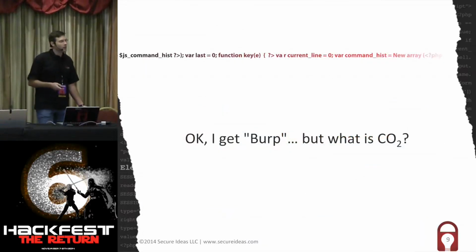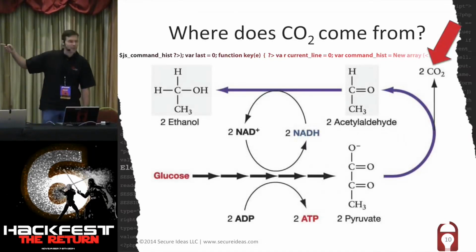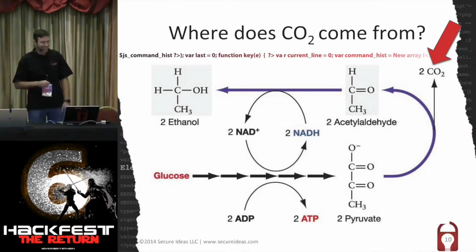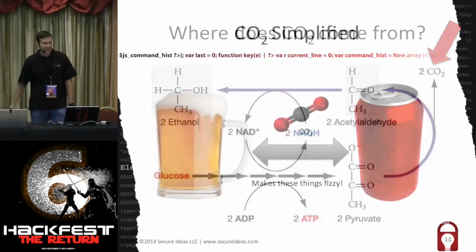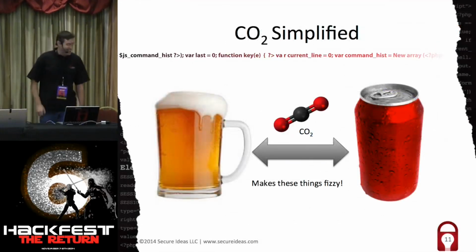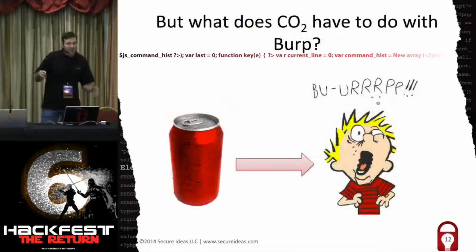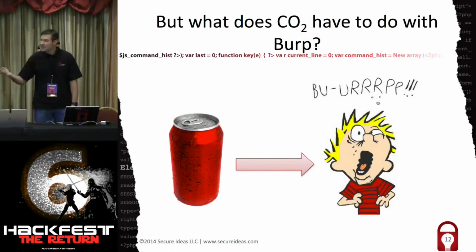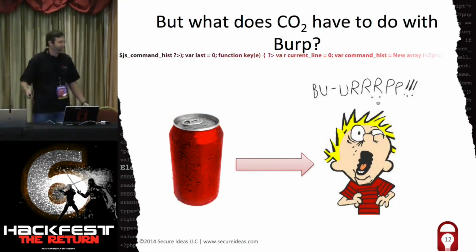You're probably wondering where the name CO2 came from. I told you homebrewing was going to come into this. It is a byproduct of fermentation. You put sugar in, you get CO2 and alcohol, which is good. A simplified version: it makes things fizzy, bubbly, and this is kind of where the burp comes in. You drink, you get the bubbles, burp. Okay, anyway.